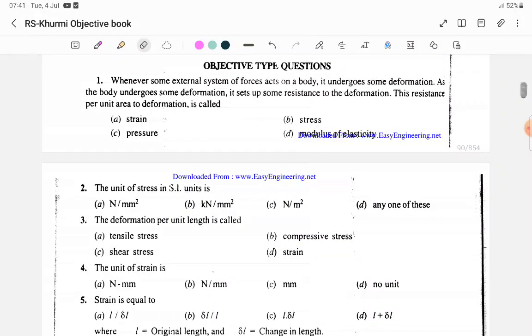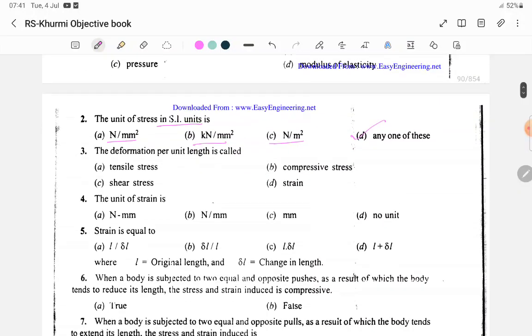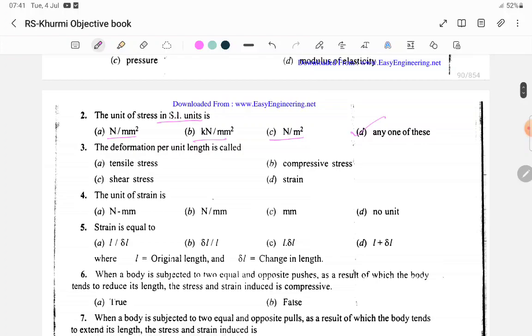The unit of stress in SI units is Newton per mm square, kilonewton per mm square, Newton per mm square. So it is all of these above, any one of these above. The deformation per unit length is called, yes, you are correct, strain. Okay, next.